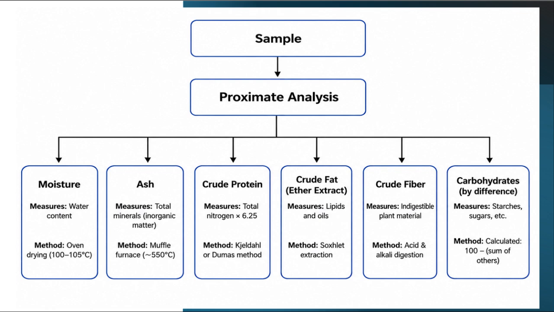Sixth, carbohydrates. Unlike the others, carbohydrates are not directly measured. They are calculated by difference using this formula: 100 minus the sum of moisture, ash, protein, fat, and fiber. This fraction includes starches, sugars, and some soluble fibers. It's a rough estimate, and it accumulates any errors from the other tests. And that's it, 6 components, 6 methods, 1 complete picture of what's in your sample.